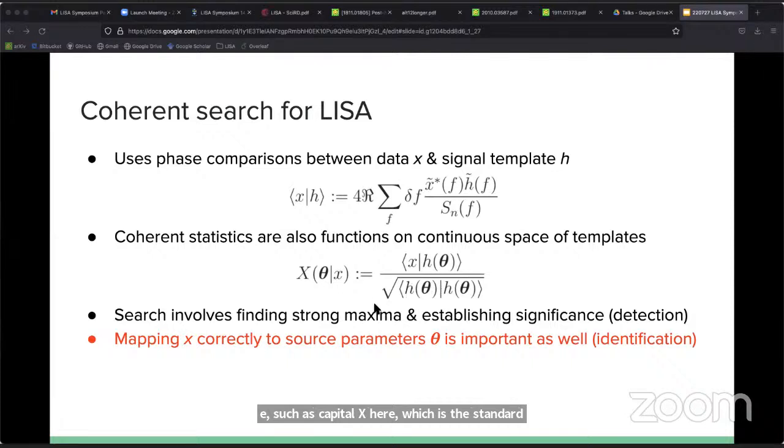Now, the search for gravitational wave signals that are described by this model space then simply involves finding a strong maxima in such functions and also establishing their statistical significance. This procedure is known as detection. However, I should point out that mapping X correctly to the source parameters theta for any detected signal is also very important. I will refer to this latter procedure as identification. It is often overlooked because it can be trivial or unnecessary for many sources, but it still exists, at least implicitly. And for certain sources, such as MRIs, it's actually even the bulk of the problem.